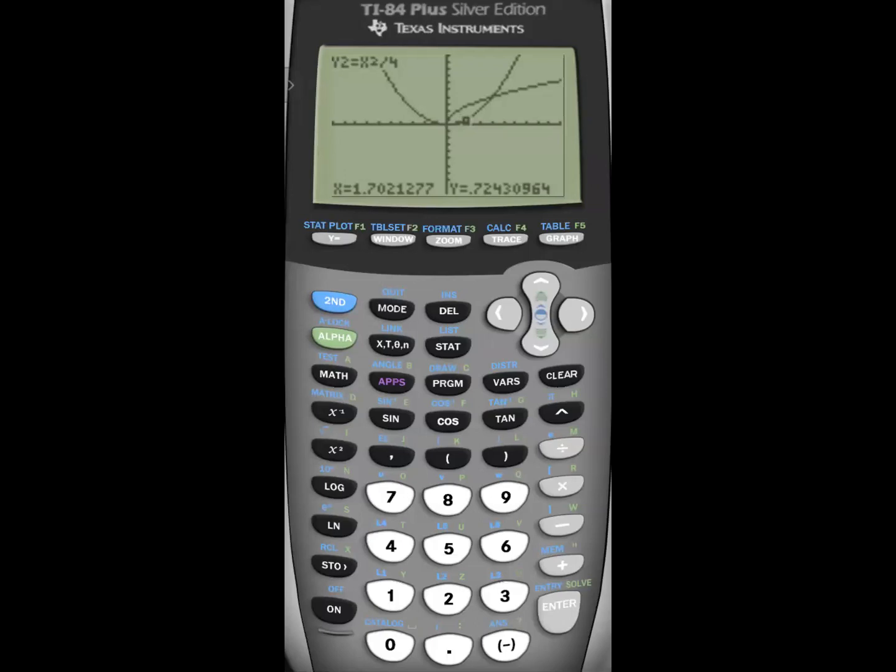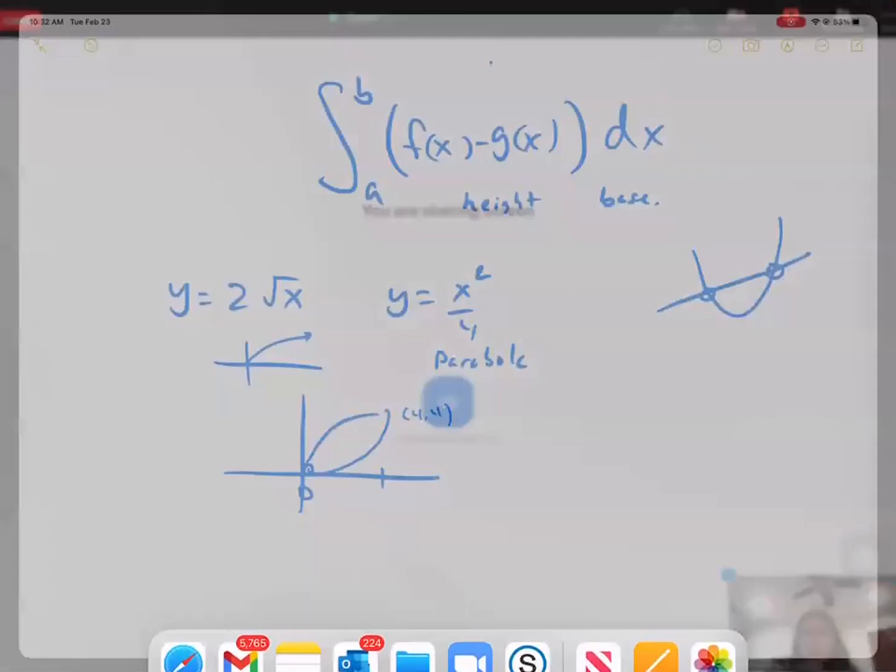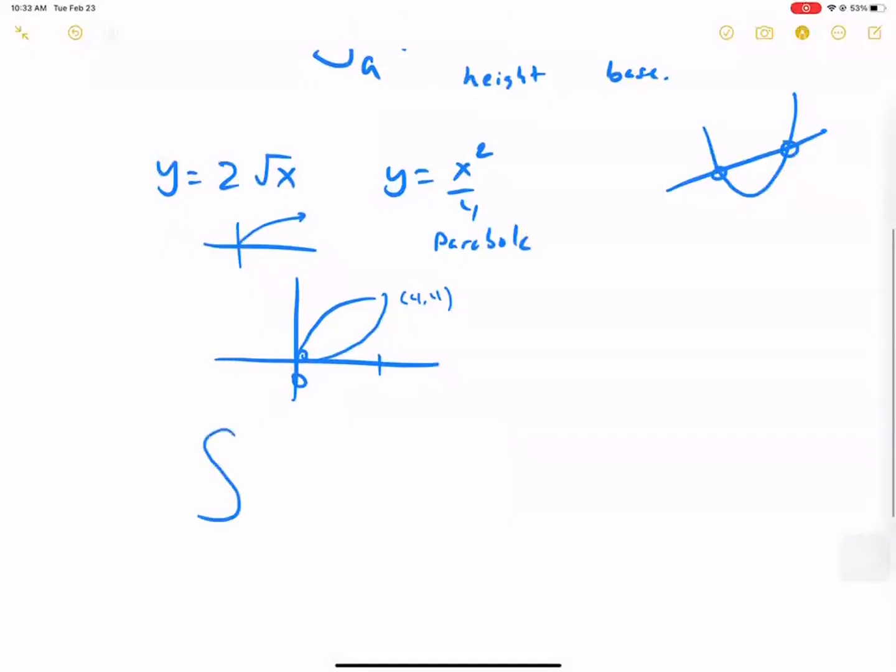Your x's are 0 and 4. So would you put the one that's less on the bottom, always lower to higher? So 0 to 4. Okay. And then we're saying upper minus lower. So in this case, it's upper minus lower.